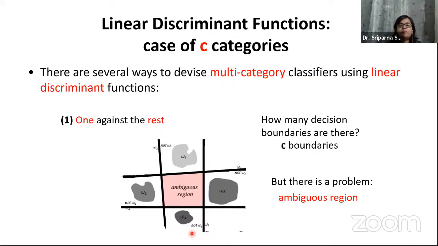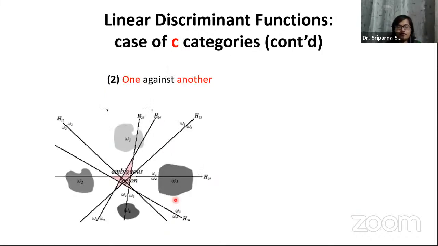Now there is a problem. What happens to this particular region? This is the ambiguous region. If any data belongs to this particular region, you cannot decide their class level. So this is basically the ambiguous region. That is one problem with the one against the rest.